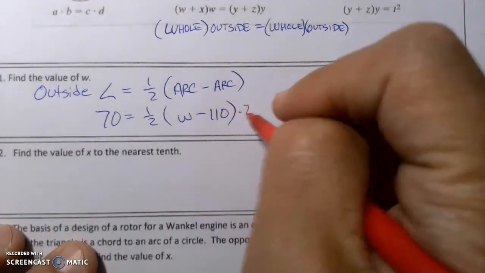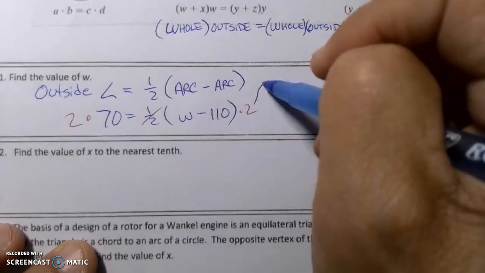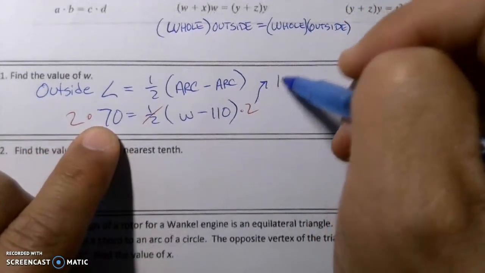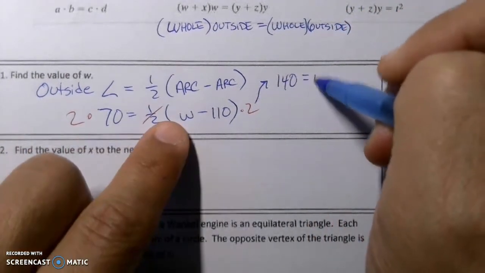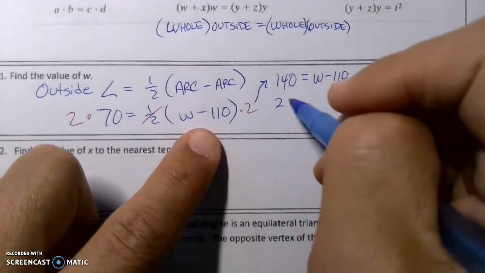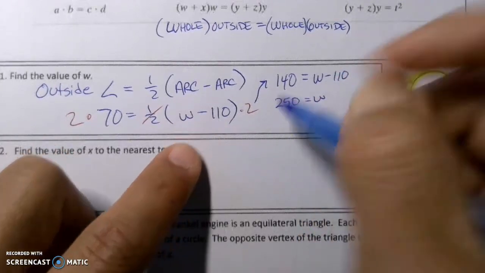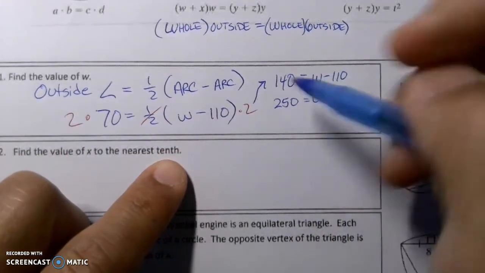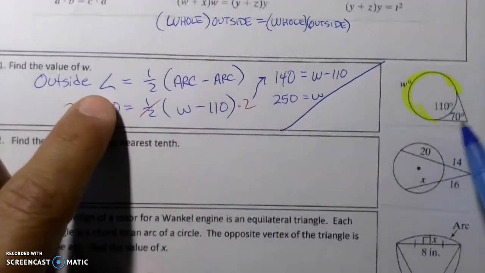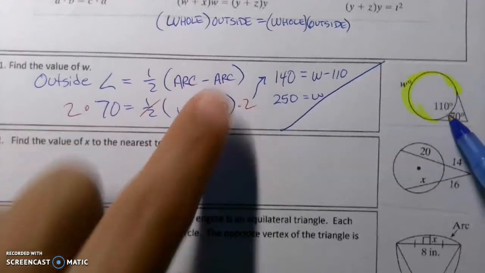Let's multiply both sides by 2. Cancels out that half. Kind of running out of room here. I'm going to come up here. 2 times 70 is 140. This is W minus 110. And I'll add 110 to both sides. So this is 110 plus 140. W is 250. Angle on the outside is equal to 1/2 arc minus arc.